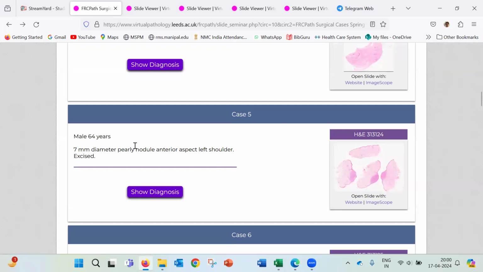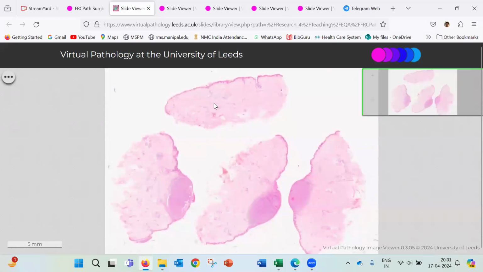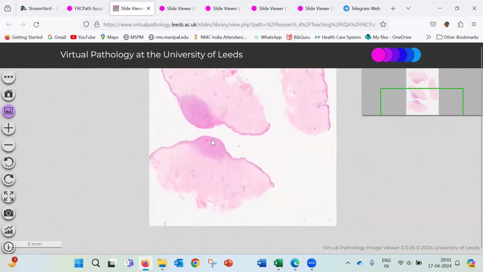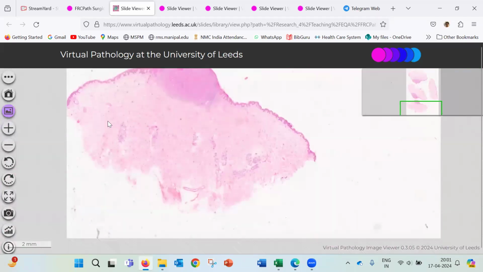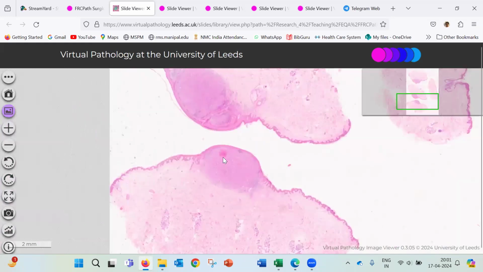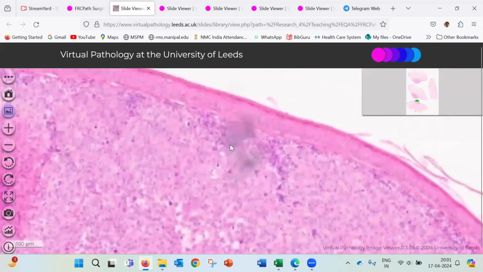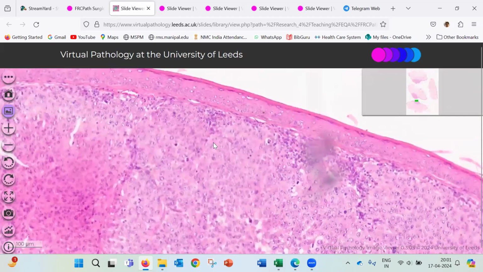Moving on to case 5, this is a 64-year-old male patient with a 7 mm diameter pearly white nodule in the anterior aspect of the left shoulder. So remember, it is an elderly male patient, and what you see, this is a kind of wedge sectioning, and the margin is clear. The epithelium is a bit stretched out there, but there is clear demarcation between the overlying epithelium and the tumor.